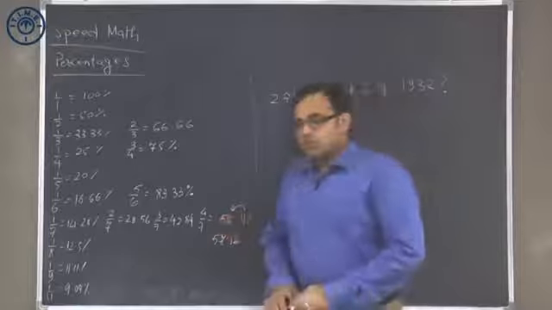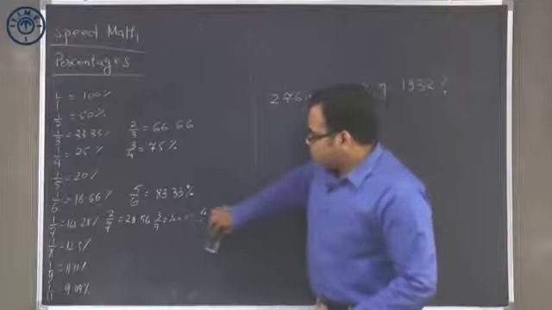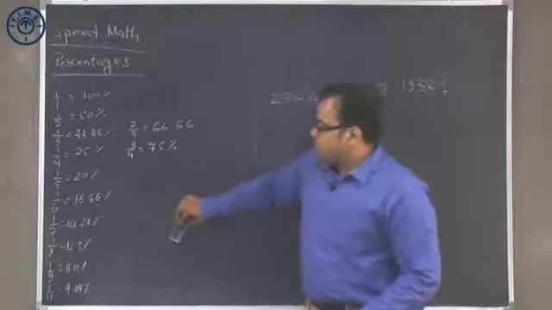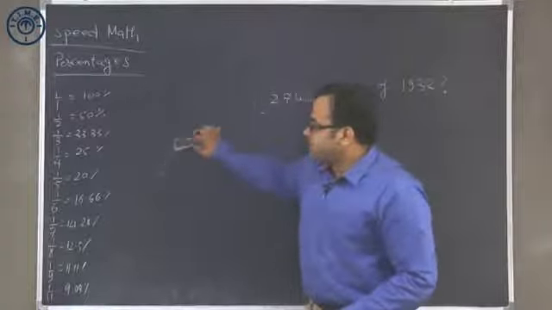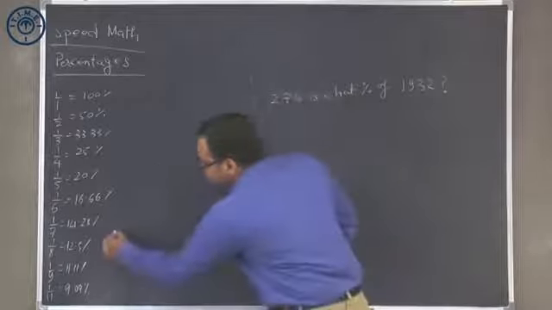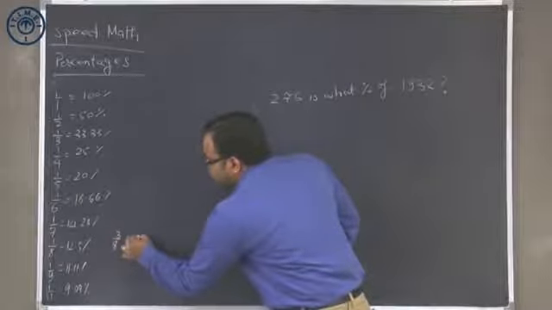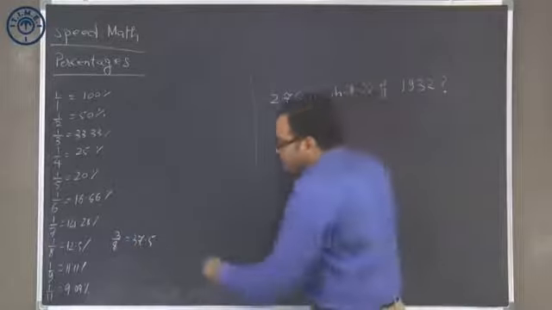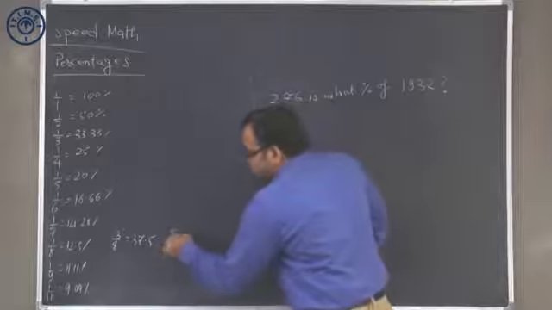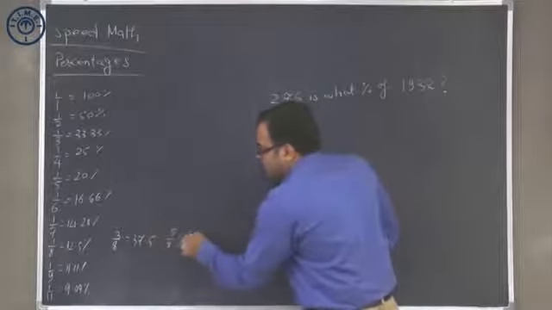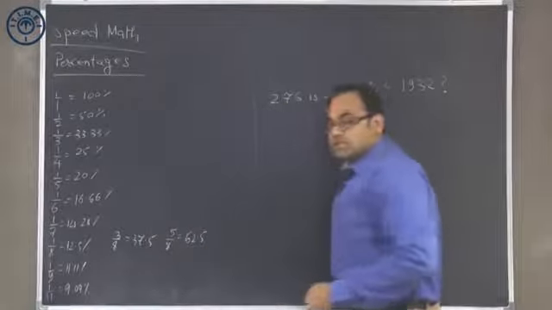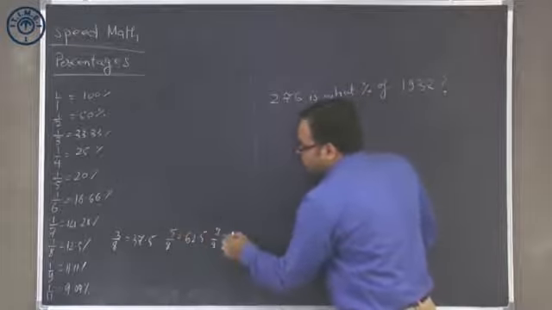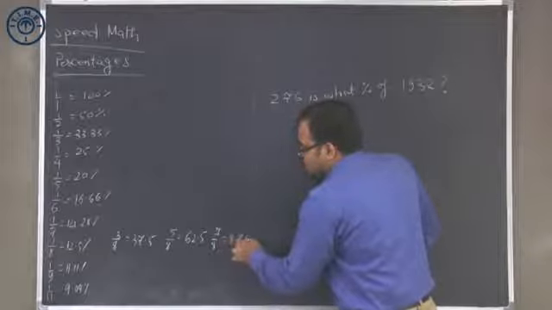1 upon 8 is 12.5, 2 upon 8 is 1 by 4, 3 upon 8 is 12.5 into 3, 37.5. So from here, 3 upon 8 is equal to 37.5, 4 upon 8 is 1 by 2, 5 upon 8 is 12 fives are 60, 5 fives are 25, so 62.5. 6 upon 8, 7 upon 8 is equal to 100 minus 12.5, so that is 87.5.